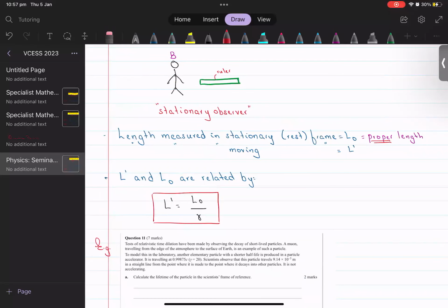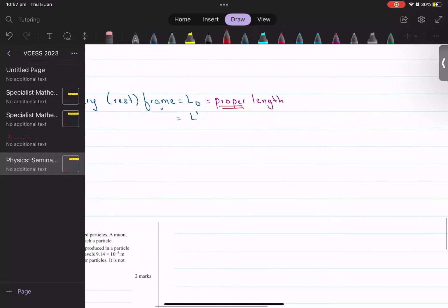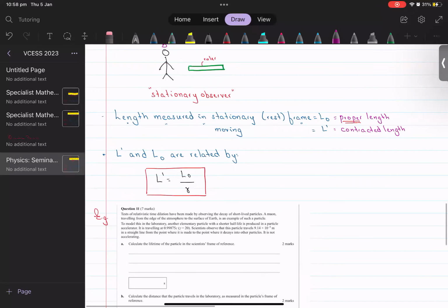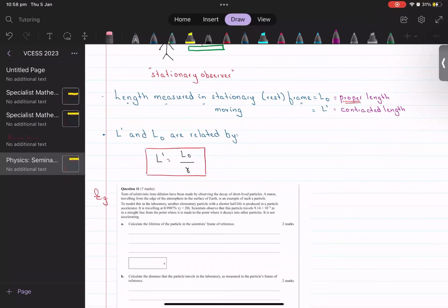Similarly, the length that you measure in the moving frame of reference is what's called L dash. This I will refer to as the contracted length. So you can probably imagine what happens when objects travel really, really fast from the perspective of A: moving objects appear shorter, contracted. They appear contracted to an observer in their own rest frame. Okay, I know this is quite challenging to explain verbally, but I'm doing my best here.